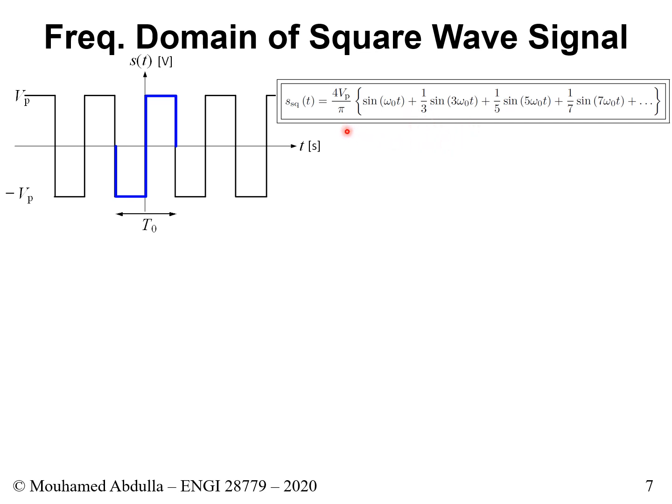Well, it's 4 Vp over 3 pi. What is the voltage contribution of the seventh harmonic? It's 4 Vp over 7 pi, and so on and so forth. So these are the coefficients. This multiplied by the specific value that you see here gives us the bk coefficient.